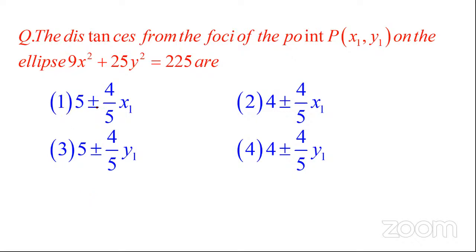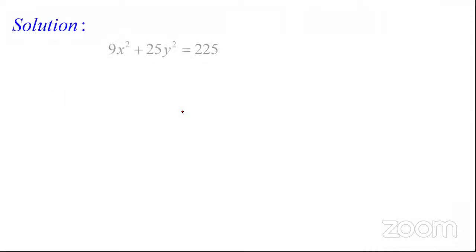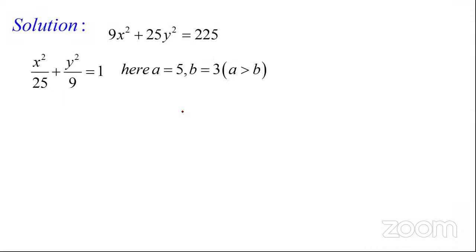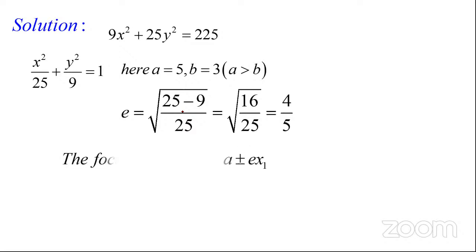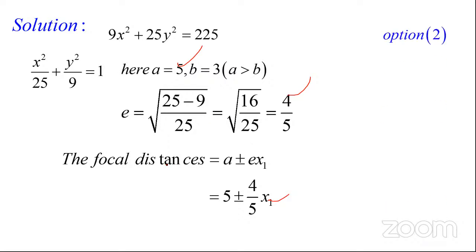So that is 5 plus or minus 4 by 5 x1, and 4 plus or minus 4 by 5 y1, in terms of x1, y1. So we have the formulas. Here a is greater than b, so the e value is this one. Then the focal distance is nothing but a plus or minus e of x1; just substitute. What is the a value? Here the a value is 5, plus or minus the e value, 4 by 5 x1. So option 2 is the correct one for this question.